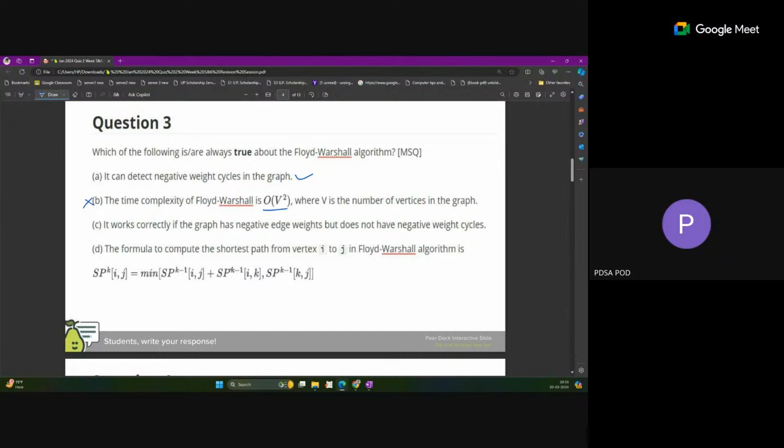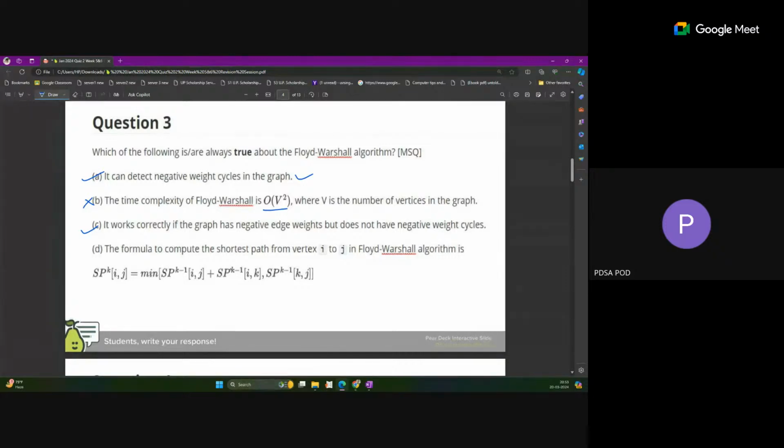This is not correct. It works correctly if the graph has negative weights but does not have negative weight cycles. So this is true. If the graph has negative weights but does not have negative weight cycles, it will work correctly. So this is true.